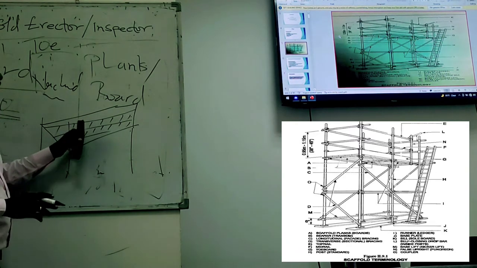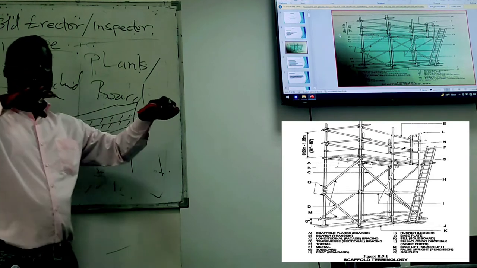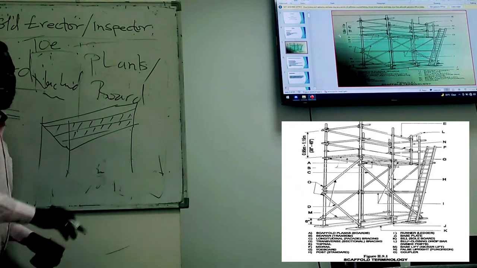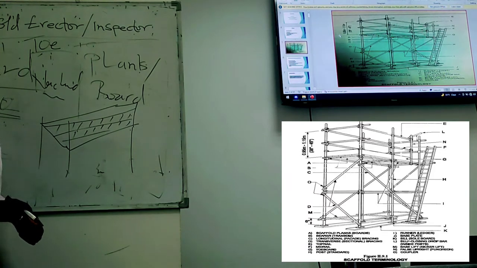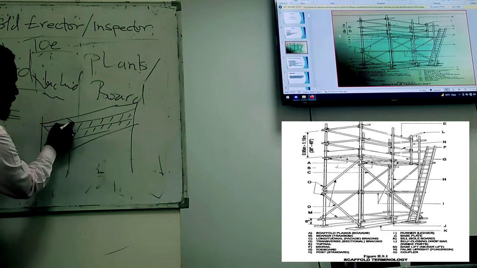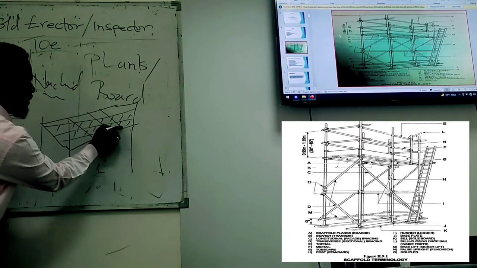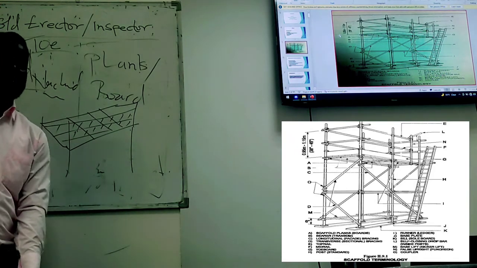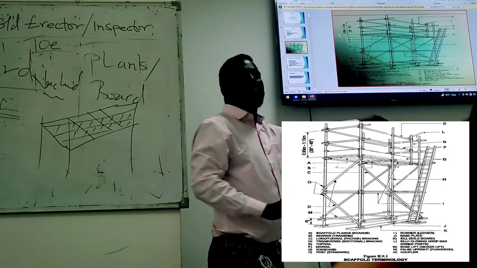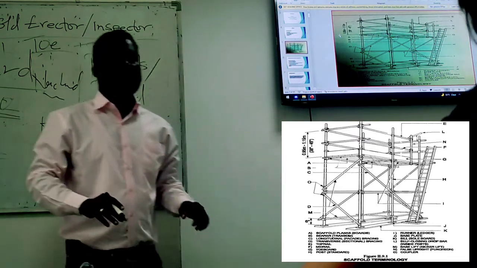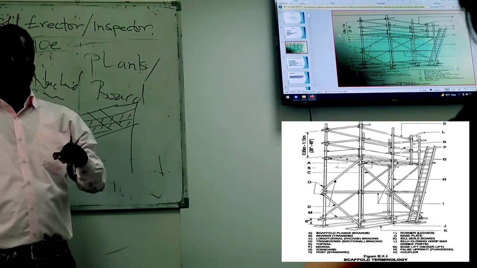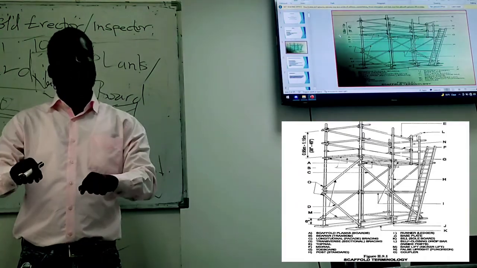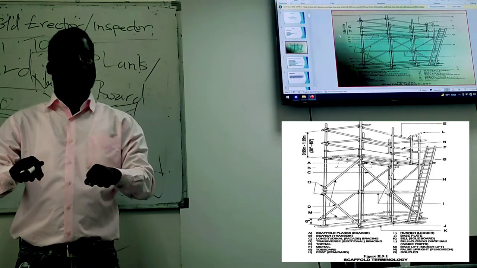Because some of the scaffold planks are very long, if you put it from here to here and you stand on it, it will be shaking, right? So what do you do? You put something called a transom. You put the transom before you put the planks, to support, exactly. So transoms are fixed from one ledger to the other ledger so that they can support the planks from breaking.